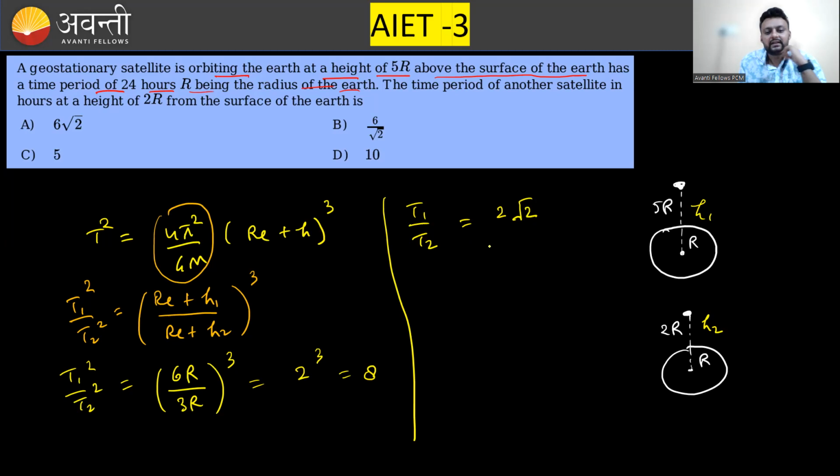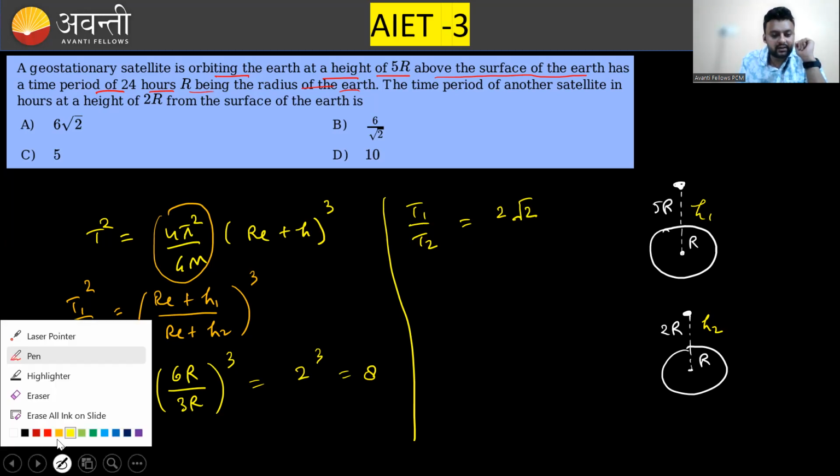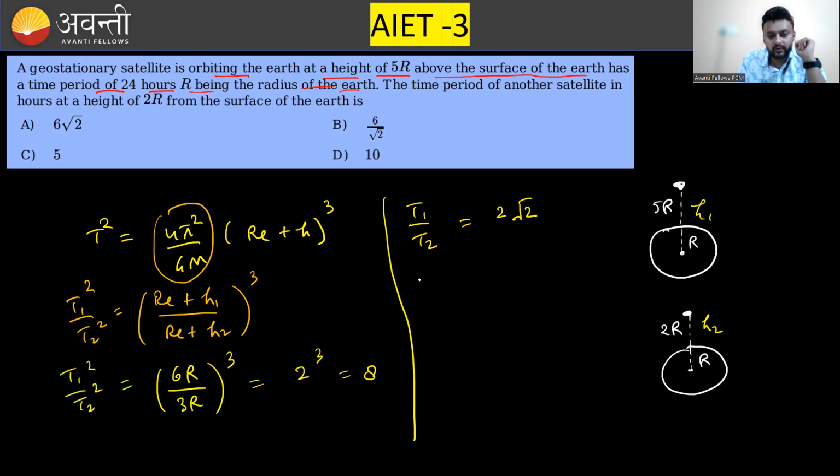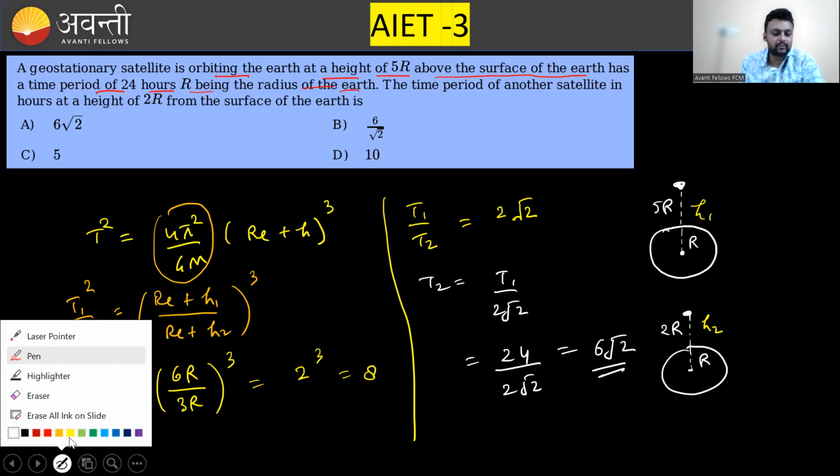Now they are asking for the second time period, T2. So this T2 will be T1 by 2 root 2. And T1 is 24 hours divided by 2 root 2. And if you solve, that is 12 by root 2, that is 6 root 2, which is option number A.